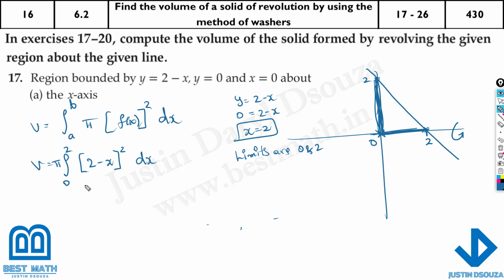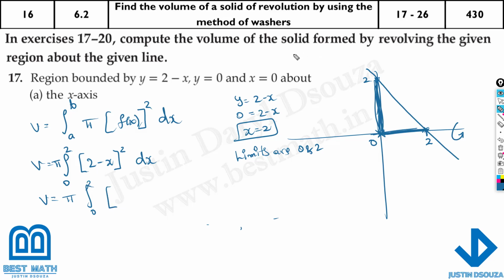So this is the formula. Now you can put this entire thing in the calculator, directly jump and get the answer. Now if at all you want to do the steps here, it will be pi integral with limits. First you need to integrate this. How do you integrate this? You have to use the power rule and expand this, from 0 to 2. Let's expand.